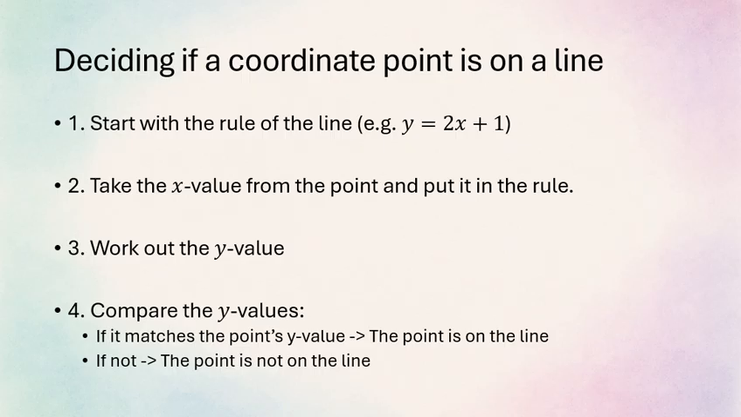Now, finally, deciding if a coordinate point is on a line. Okay? This is just an example. It's not what you're actually going to get realistically, and it's not the same every single time. It just depends on what your linear relationship is. Once you have that, the question will say decide if the coordinate sits on this line. Okay? What you're going to do is take the x value, substitute.